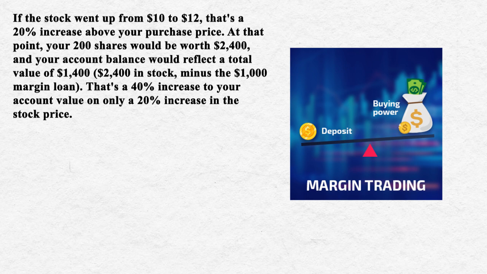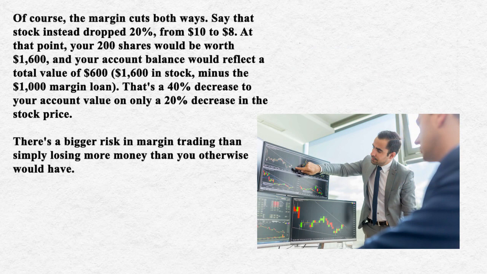And at that point, your 200 shares would be worth $2,400, and your account balance will reflect a total of $1,400. That's $2,400 in stock minus the $1,000 margin loan. That's a 40% increase to your account value on only a 20% increase in the stock price. Of course, margin cuts both ways. Say the stock instead dropped 20% from $10 to $8. At that point, your 200 shares would be worth $1,600, and your account balance will reflect a total value of $600. That's a 40% decrease to your account value on only a 20% decrease in the stock price.